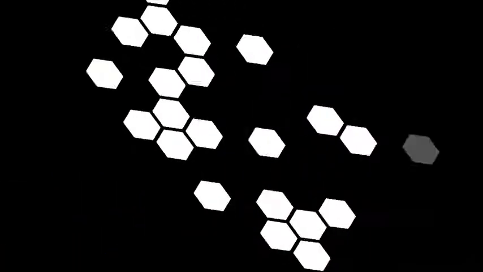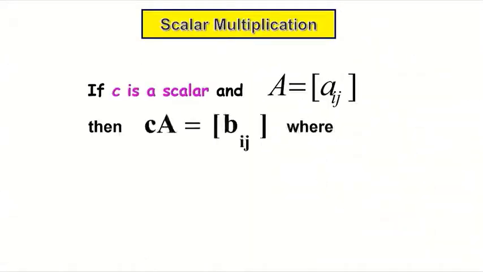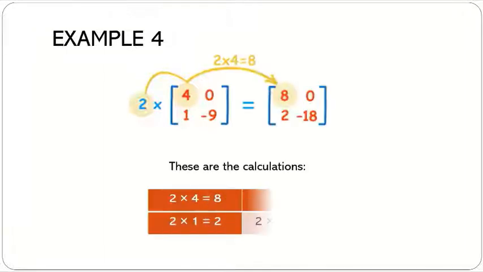Okay, next we have another operation, multiplication with a scalar. Let's say we have a scalar and a matrix A. The multiplication between these two objects, matrix and scalar, will give a new matrix, for example matrix B. You have to multiply all the entries in that matrix with the scalar. Okay, let's see the first example for this operation.